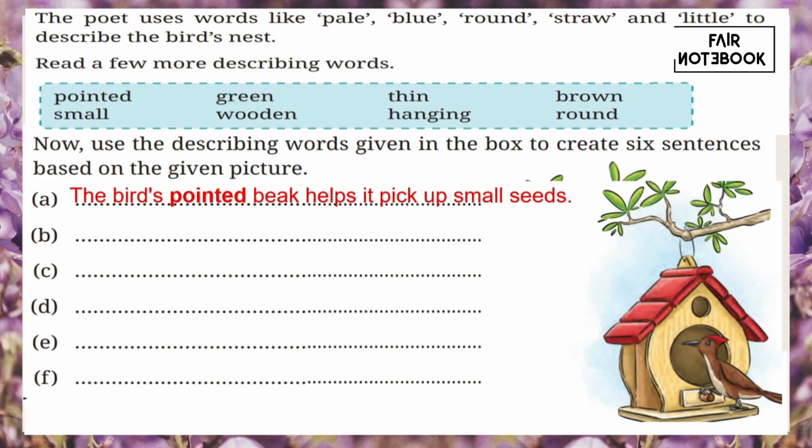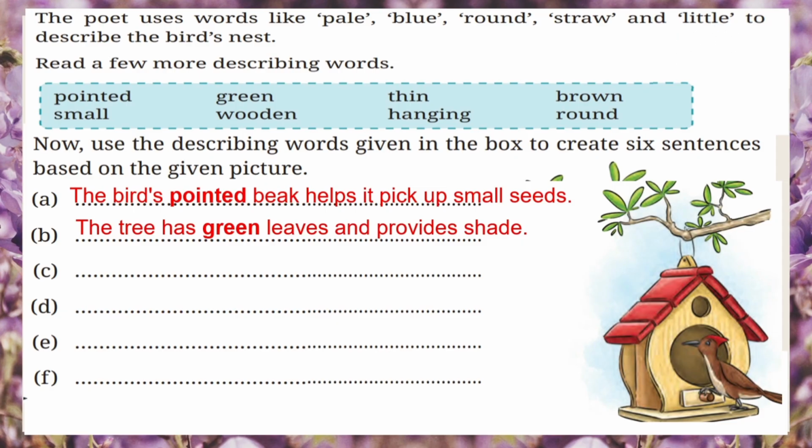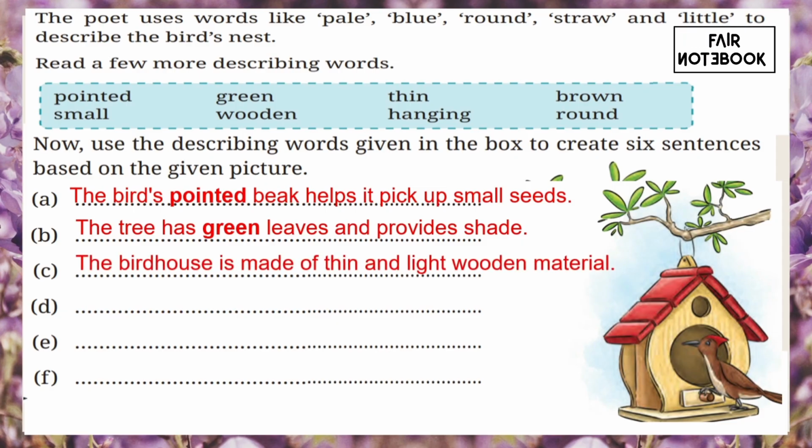First, the bird's pointed beak helps it pick up small seeds. Second, the tree has green leaves and provides shade. Third, the birdhouse is made of thin and light wooden material.